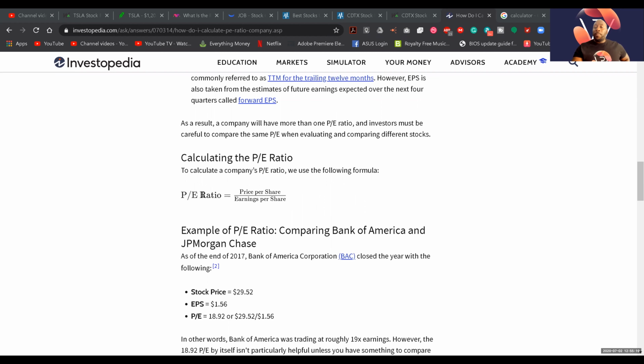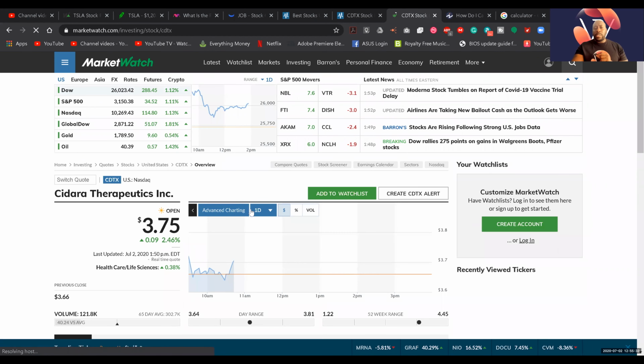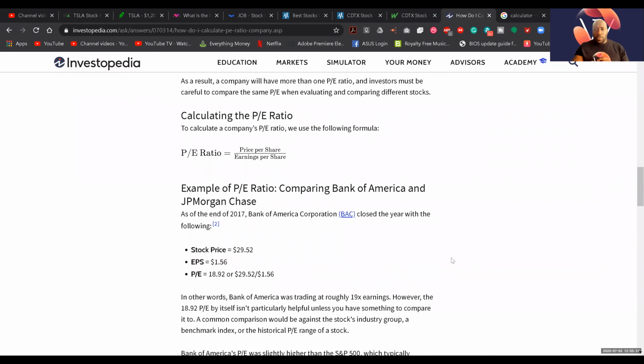Essentially, the PE ratio is a breakdown of the price per share, meaning the current share price. And I was looking at an actual stock, and this probably can help you guys out later on. It's called CDTX is the ticker, CDR Therapeutics. But anyway, let's get back to this PE ratio really quickly.